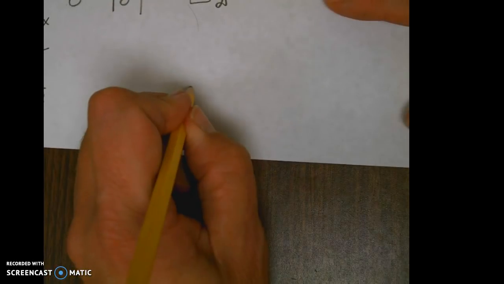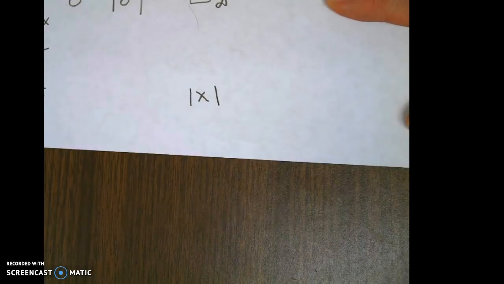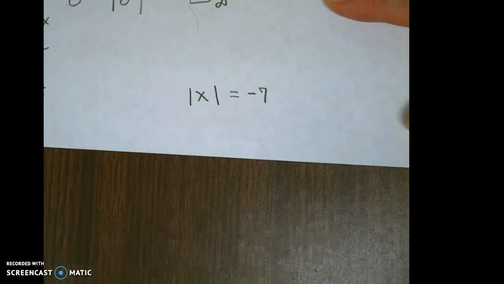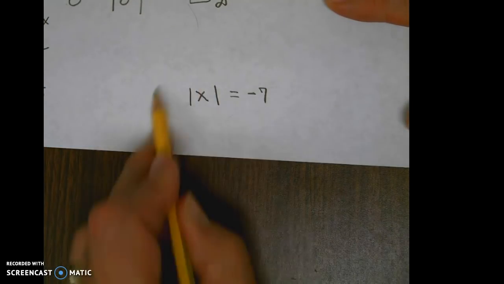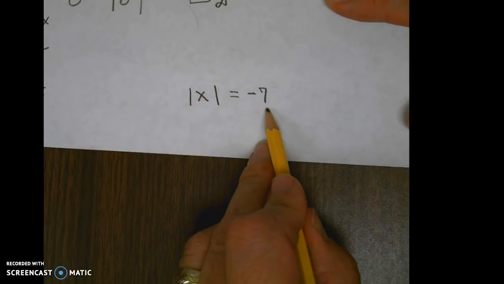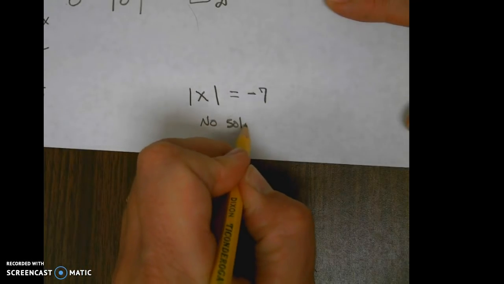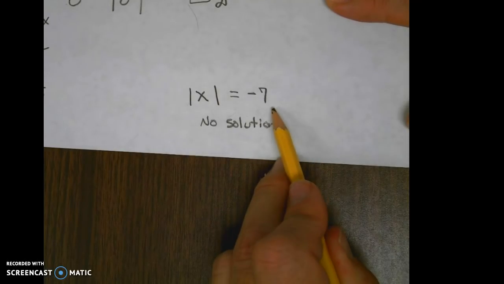Remember what I told you. If you ever come down to an absolute value, and it's equal to a negative number, you've cleaned up the outside of it, and you come up with a negative number, the answer is no solution. Because we can't have a negative distance here.